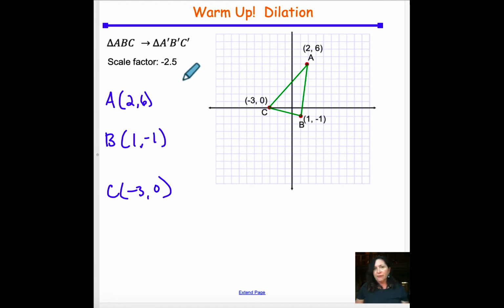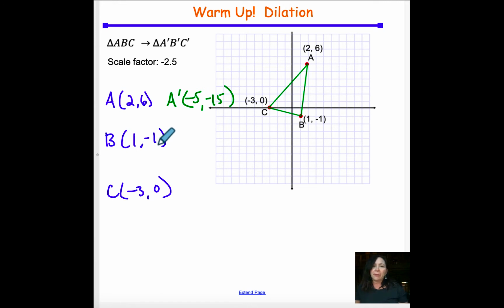And by a scale factor, that is, enlarging it or shrinking it, but the negative by 2.5, we are then going to end up with an A prime. So using your calculator, or just multiplying by hand, go 2.5 times 2, and that's going to give me -5. And then we have 6 times -2.5, and I get -15.